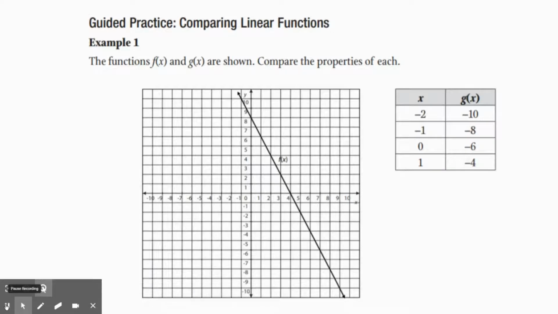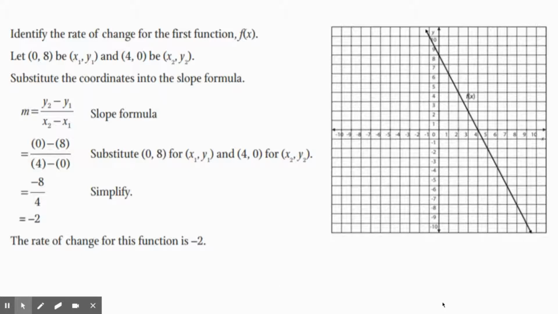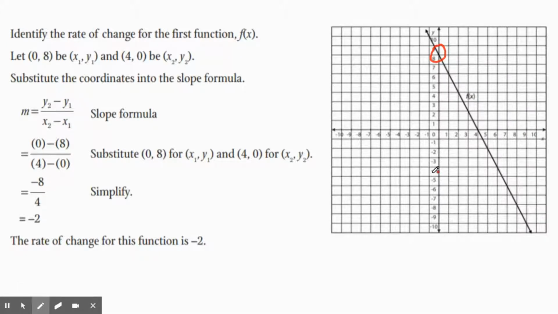Example 1, the functions f of x and g of x are shown. Compare the properties of each. First of all, you want to identify the rate of change for f of x. If you use the point (0, 8), and you also use the point (4, 0), which are both clearly graphed, I wouldn't choose anything that doesn't match up with the grid. We can get a good calculation for the rate of change.